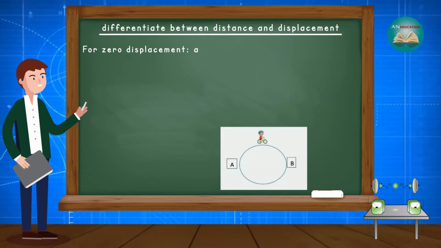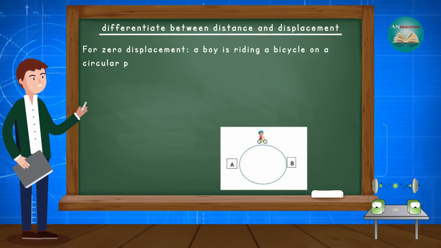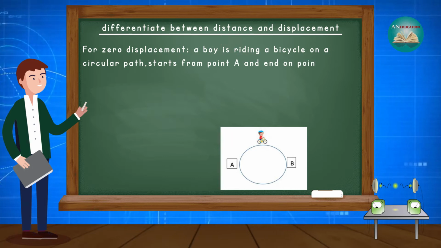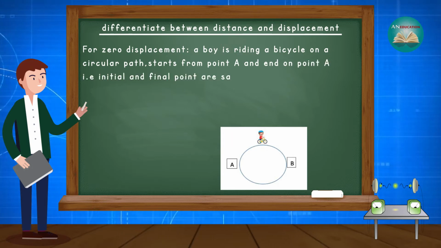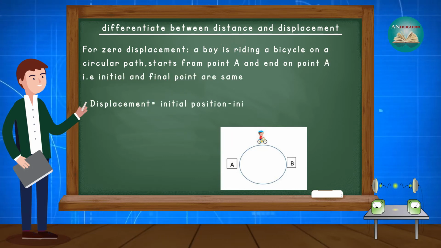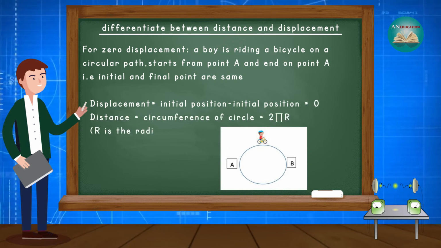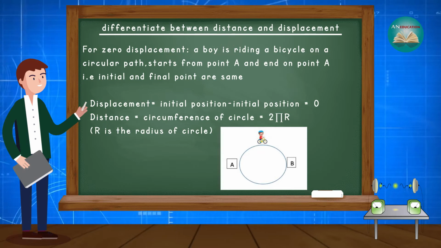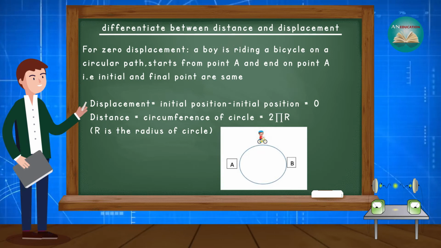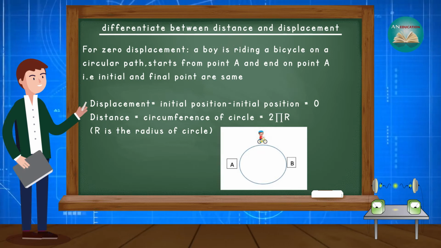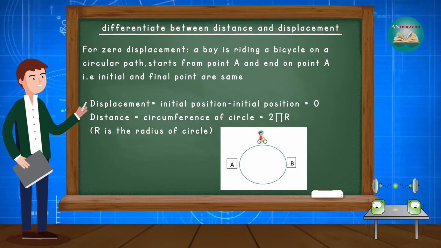For zero displacement, a boy is riding a bicycle on a circular path, starting from point A and ending at point A. That is, the initial and final positions are the same. Displacement is equal to initial position minus initial position, which is equal to 0. And distance is equal to the circumference of the circle, which is equal to 2 pi r, where r is the radius of the circle.